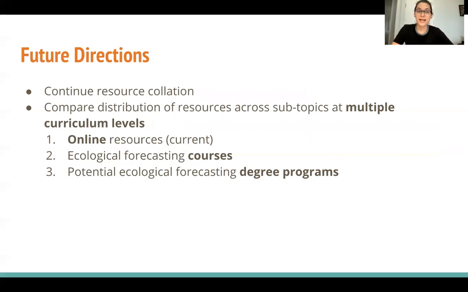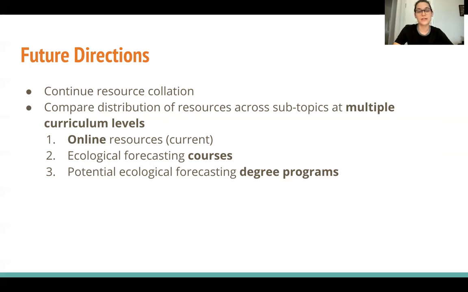In the future, I'd like to continue resource collation, and I would really like if anybody knows of additional resources that I've missed or you have created resources that I'm unaware of, please reach out to me or submit them to the form that's at the top of the Google Doc that we've shared with you.